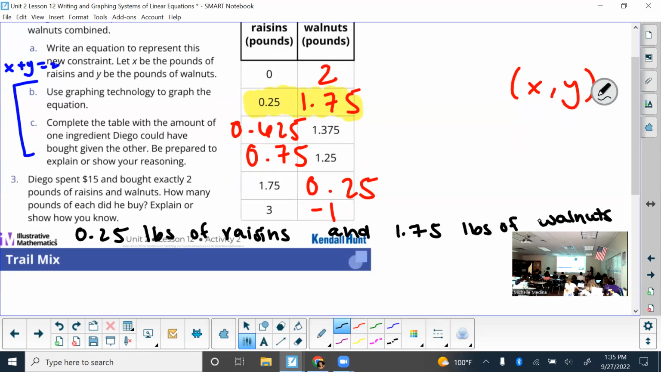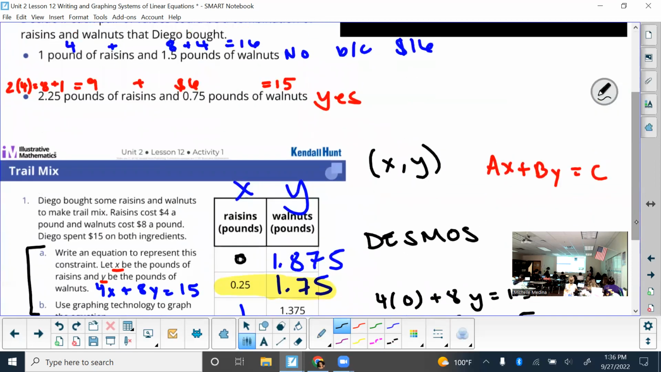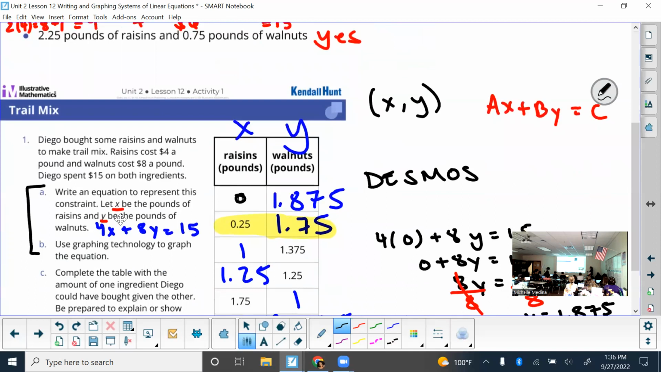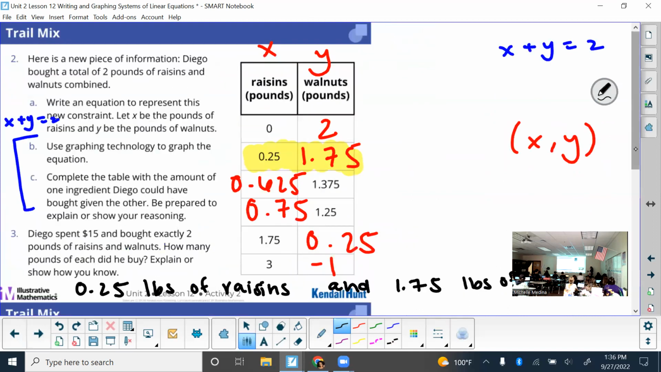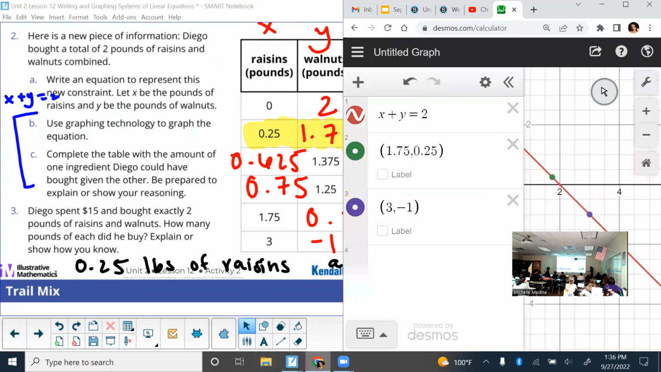All right, we just saw that this is on the line. That means that it adds up to 2 pounds, which it does. 0.25 plus 1.75 is 2 pounds. But also when we plugged it into the other equation, it gave us a total of $15, which is how much we spent. So see what happens when we put our other equation into Desmos, the one from yesterday.